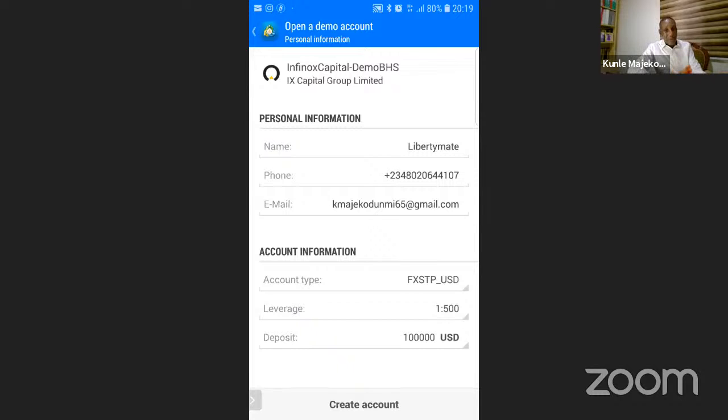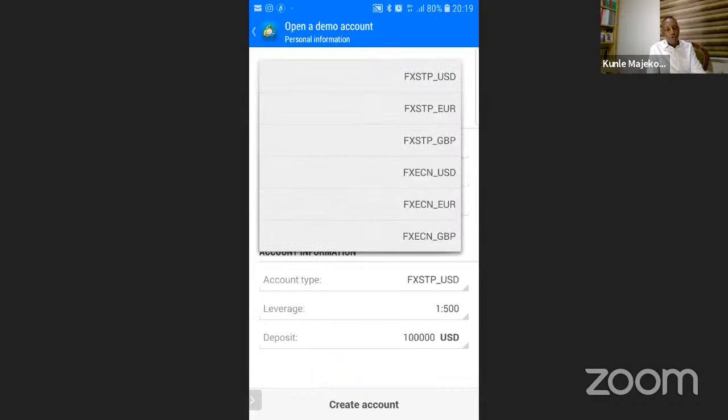Mine came up automatically because I had registered before. So my name is there, my business name, my telephone number, my email, and then my account information, account type. Account type is because I choose to do FX USD. FX means their standard account.